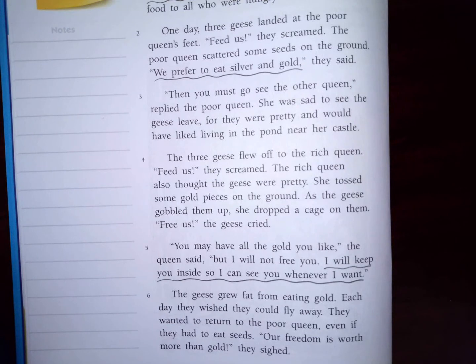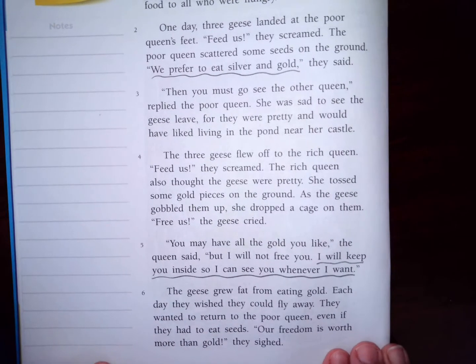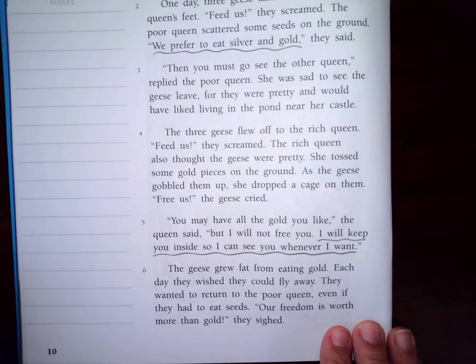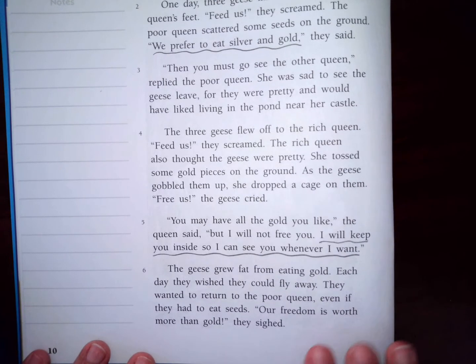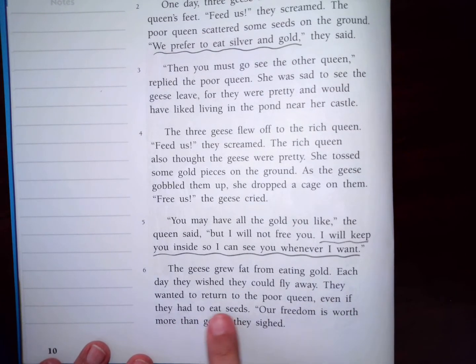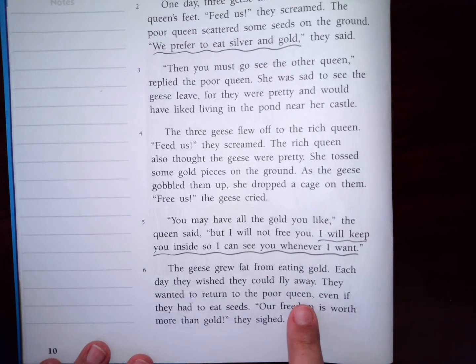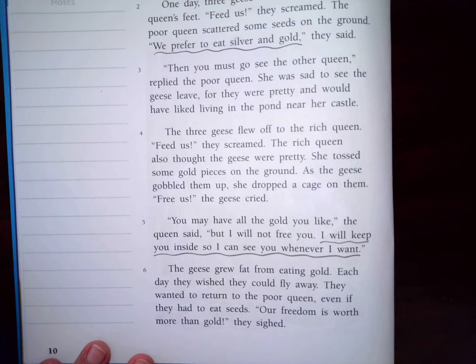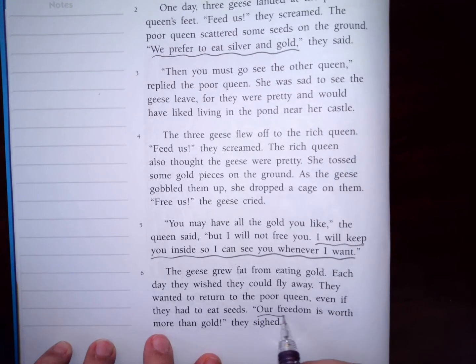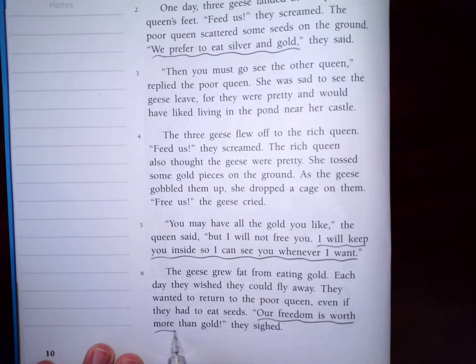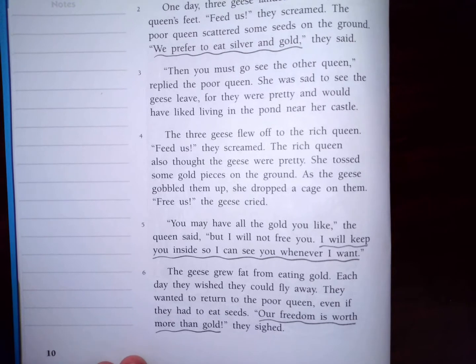So now the geese are stuck with the rich queen, and they wished they would have stayed with the poor queen. In paragraph 6, it says they wanted to return to the poor queen. Why did they want to return to the poor queen? If you're not sure, keep reading in paragraph 6. They realize that their freedom is worth more than gold.